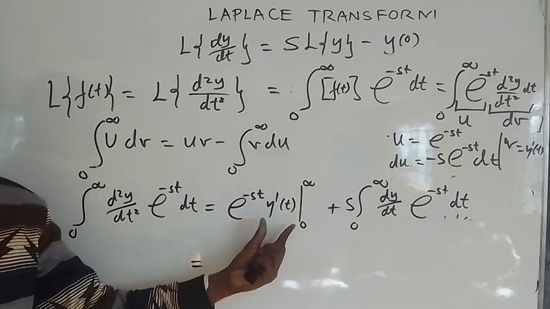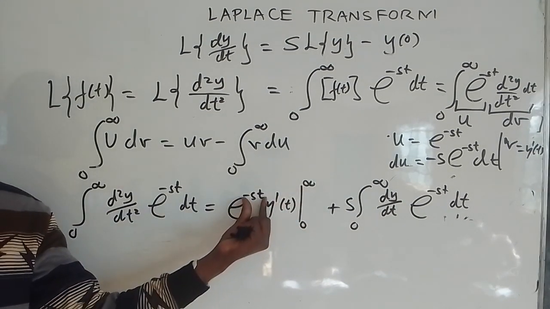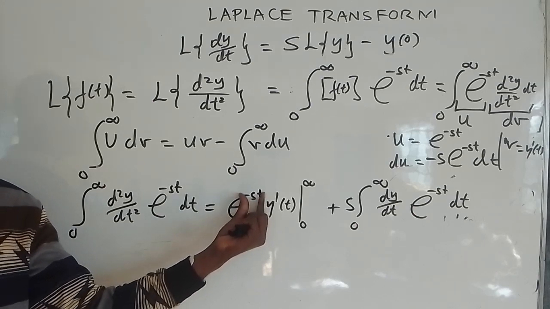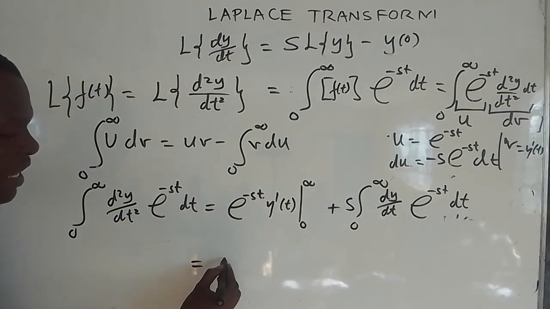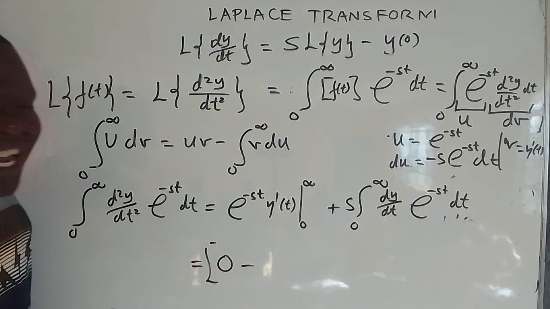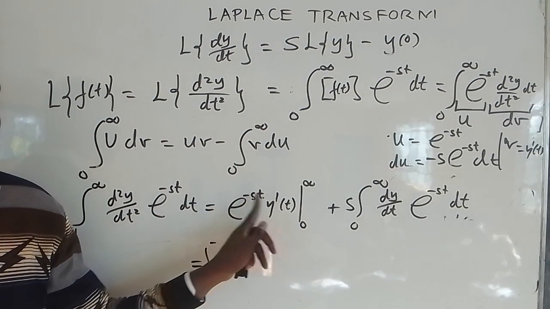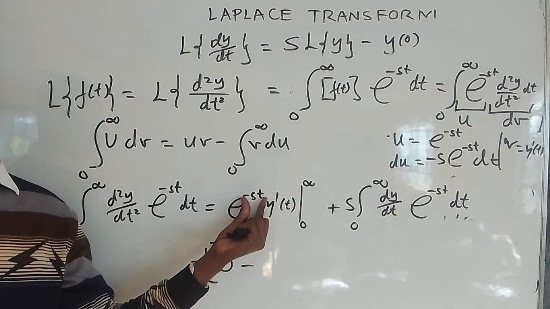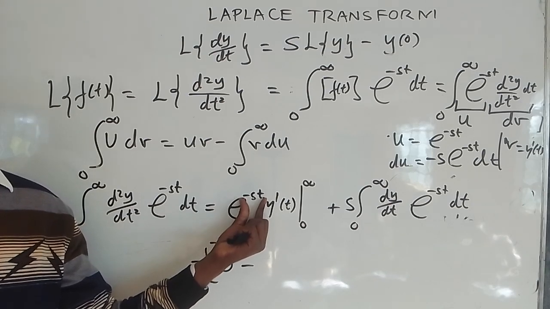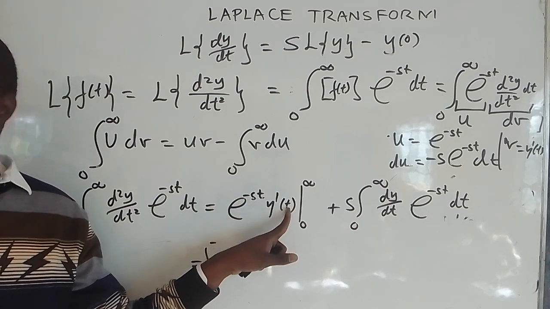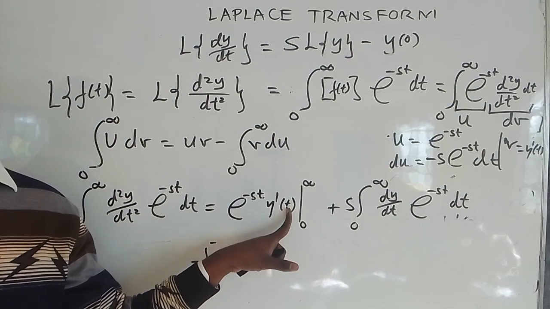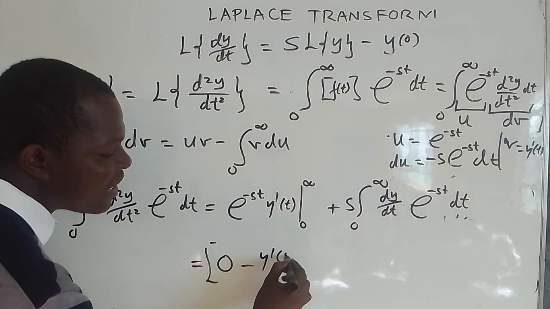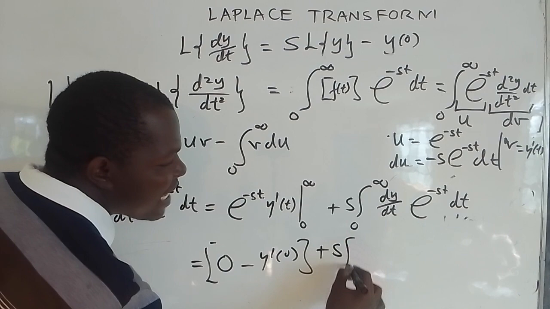So in this first part, if you substitute the upper limit infinity, exponential raised to negative infinity is 0, meaning the upper limit will be 0, isn't it? Then minus the lower limit. When you put 0 in the exponential function, anything raised to 0 is 1, meaning here becomes 1 and here becomes y prime of 0. What is t? You put 0, isn't it? Y prime of 0. Then in this second part, it is plus s.